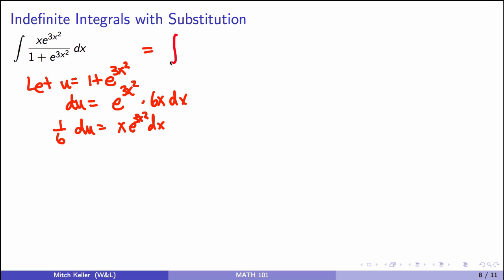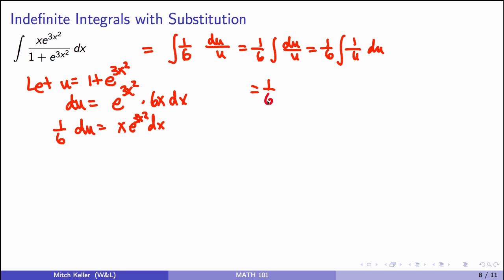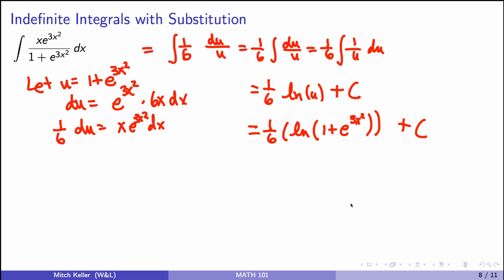So this integral becomes, we've got 1/6 du over u, pull the 1/6 out front, and we know an antiderivative for 1 over u. If we don't like it written that way, we can write it this way. We know an antiderivative for 1 over u. It's natural log of u. And then we want the most general antiderivative, so we need plus our constant. And again, we need to be in terms of x. So we're going to come back here and we're going to have natural log of u was 1 plus e to the 3x squared, and then plus our constant.